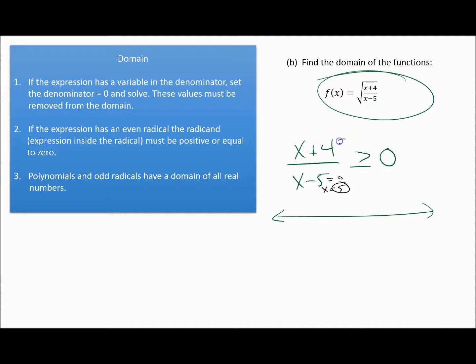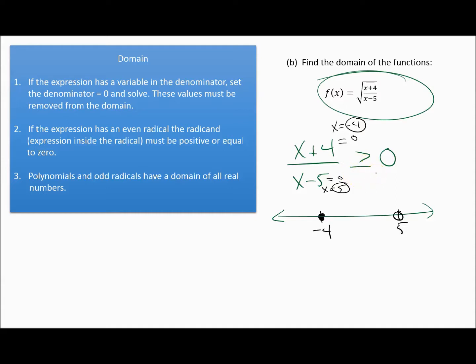The values that make the numerator equal to 0, I set x plus 4 equals 0. That gives me x is equal to -4. So I need -4 on my number line. It is a number line, so they have to be in order. -4 definitely comes before +5. Anything from the denominator, the 5, cannot be included. Values from the numerator can be included, and the reason they can is because of the equal to part.